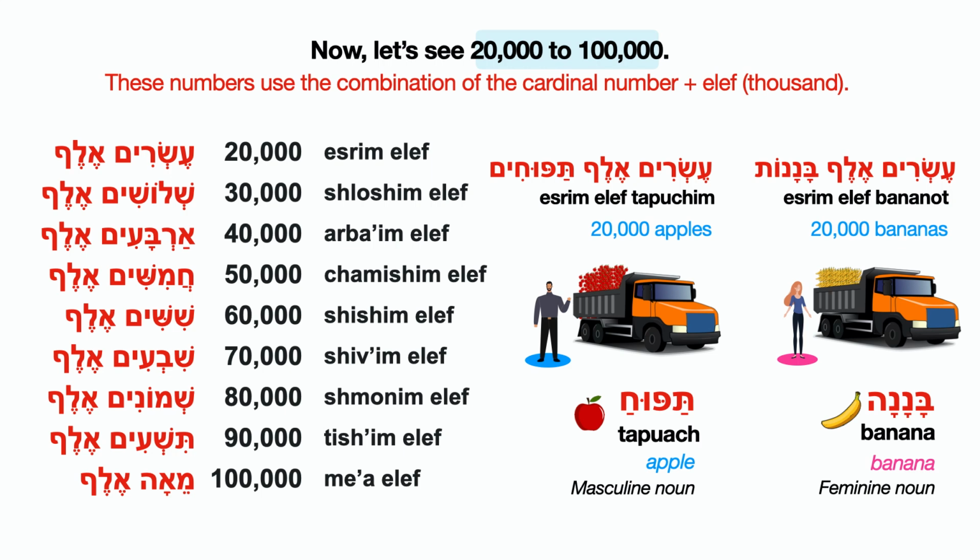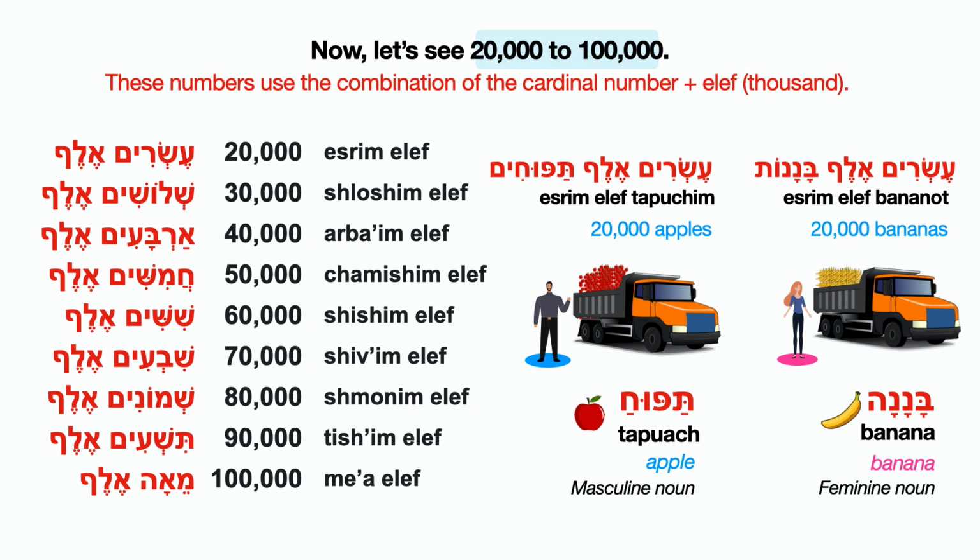Now let's see 20,000 to 100,000. These numbers use the combination of the cardinal number plus elef. Elef means thousand. So to say 20,000, that's esrim elef. Literally, esrim means 20, elef means thousand. So 20,000, esrim elef.